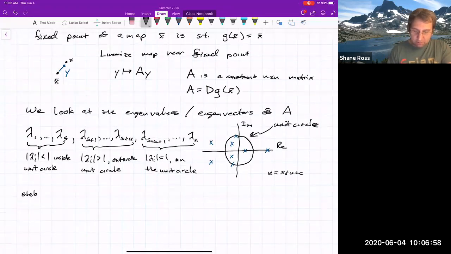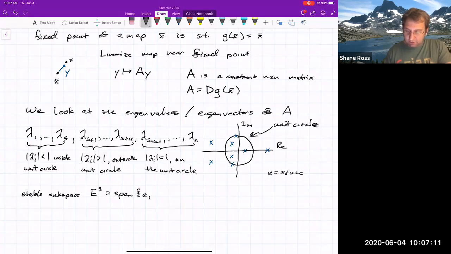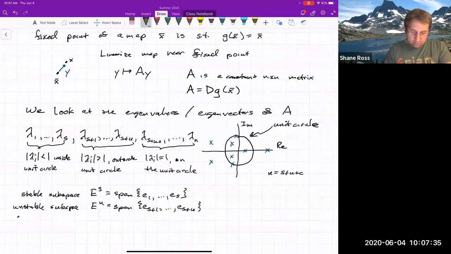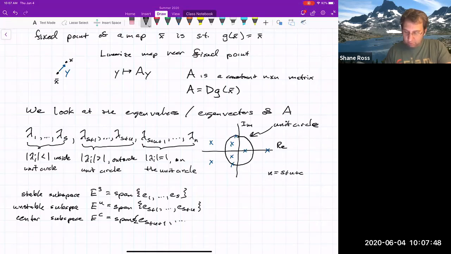And then the corresponding stable, unstable, and center subspaces are as before. ES is the span of the stable eigenvectors associated to the stable eigenvalues. The unstable subspace, EU, is the span of ES plus 1 to ES plus U. So that leaves the last one, the center subspace, EC, the span of ES plus U plus 1 all the way to EN. All right, so we have an s dimensional, u dimensional, and then c dimensional subspace.